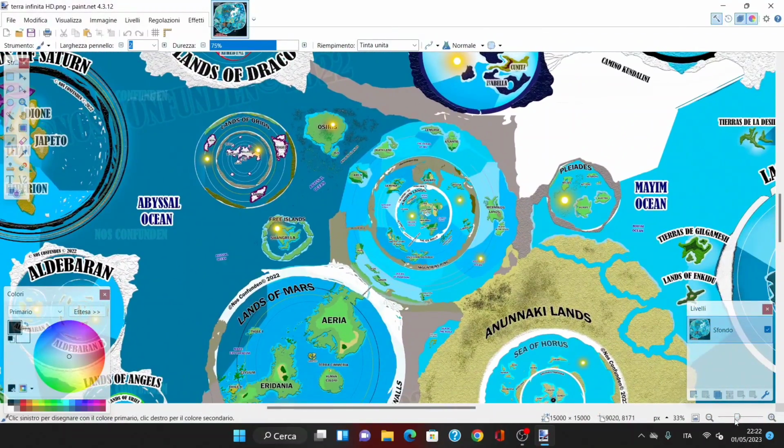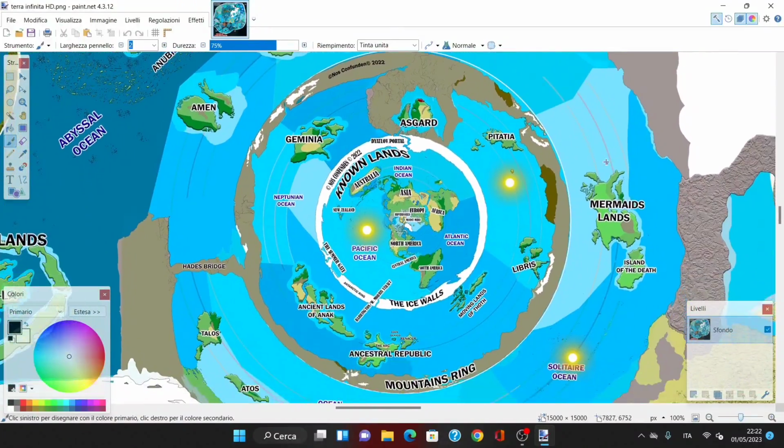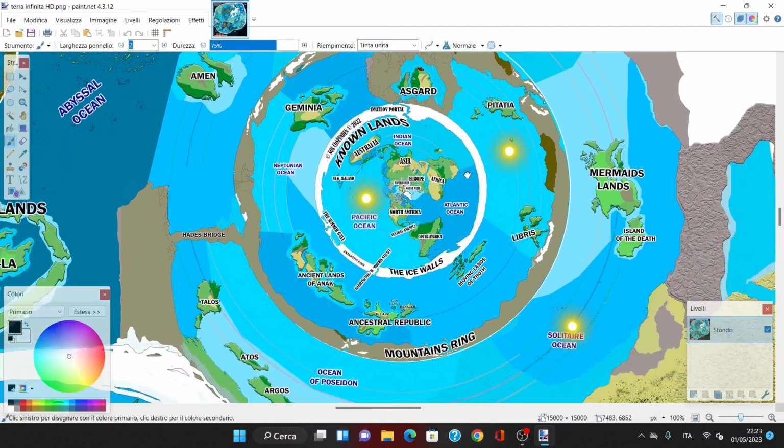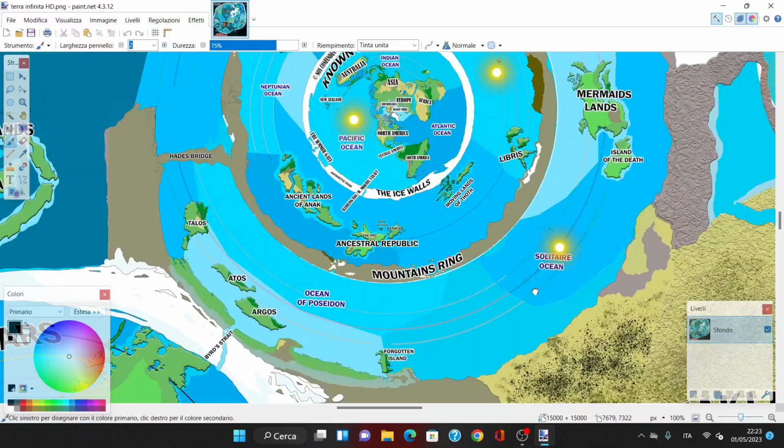So Earth itself is surrounded by many rings that divide it from the lands near it, so it is possible to go from the Earth itself to the lands outside of the ice walls, and then the lands outside of the mountain ring. So you can see here we have different lands, and we already discovered them in episode 1.